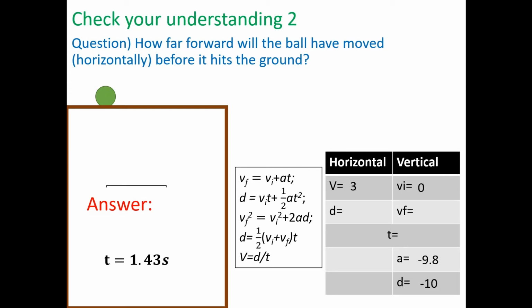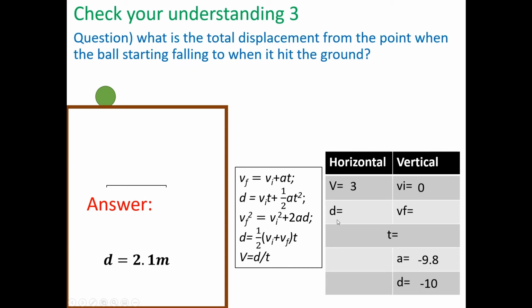Okay, hopefully you've got your answer. You should see that our time is 1.43 seconds. And this will be the same time for the vertical motion as it takes for the horizontal motion. By the time the ball hits the ground, it will have moved as far as it possibly can in the horizontal. Knowing this, we have 2 of our 3 known values in the horizontal. So we can find that D is 2.1 meters. You can also add this to your table.